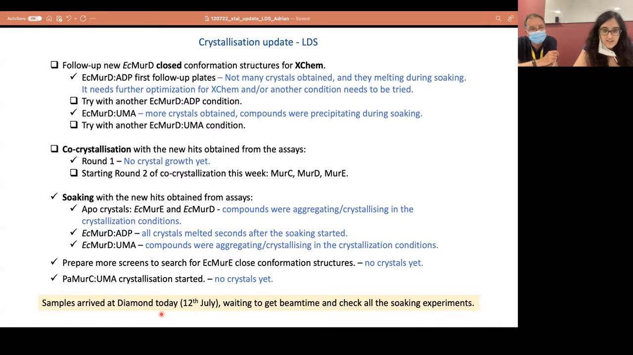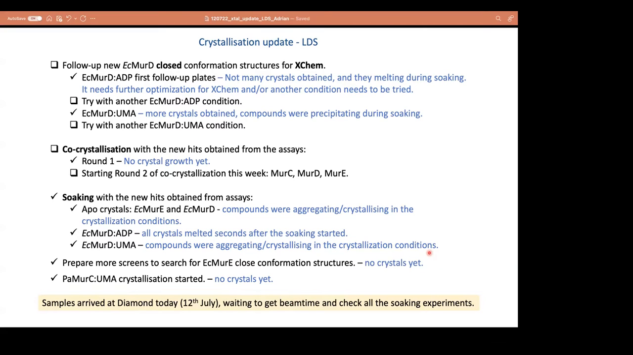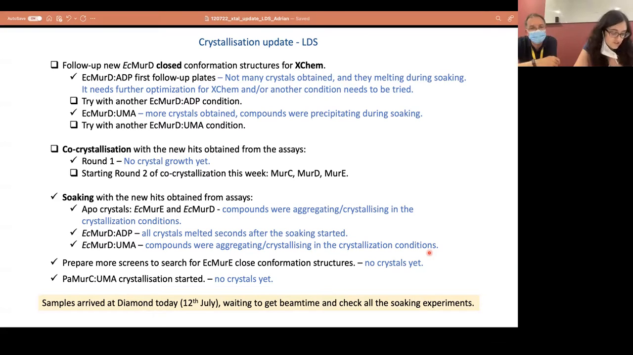The frozen crystals have gone, yeah? So what concentration of the compounds were you using? I will need to check because it's different concentrations. I tried different concentrations.